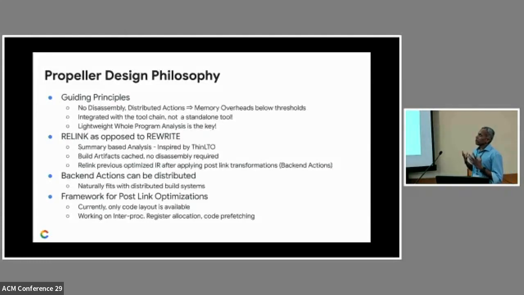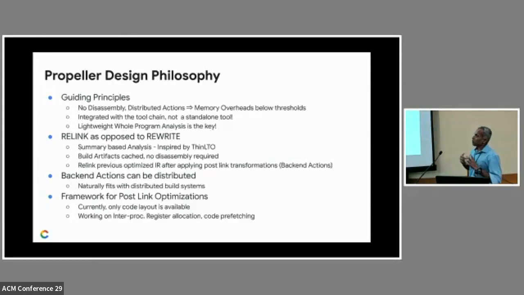Also, we wanted Propeller to be integrated very well with the toolchain and not be a standalone tool. So the lightweight whole program analysis was the key to achieve this. The central philosophy of Propeller is that we use relink as opposed to rewrite. I already told you that most of the build artifacts are cached, so we can just directly go back and dip into this cache and extract the IR without having to do any disassembly, so that problem goes away.